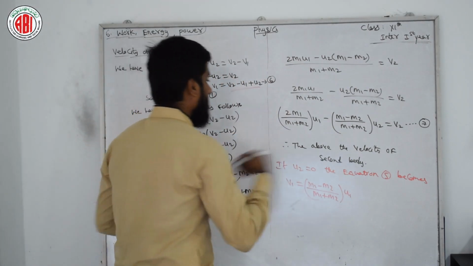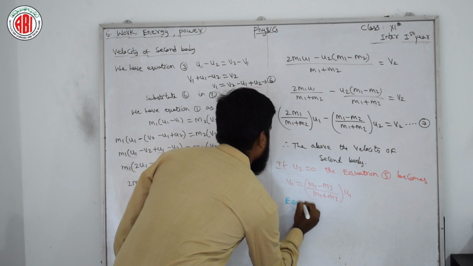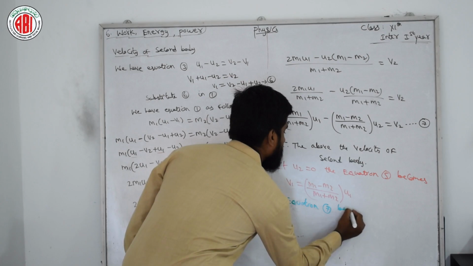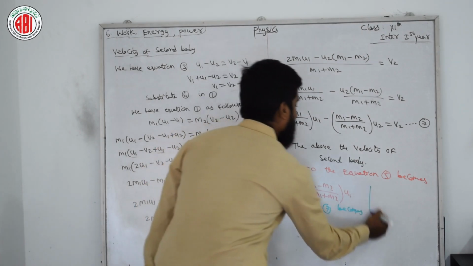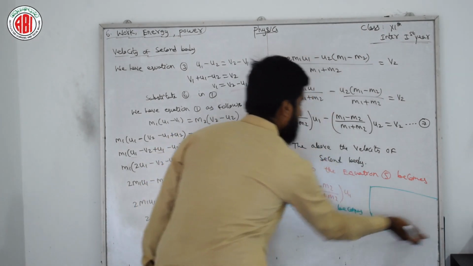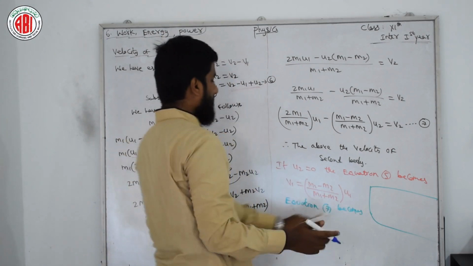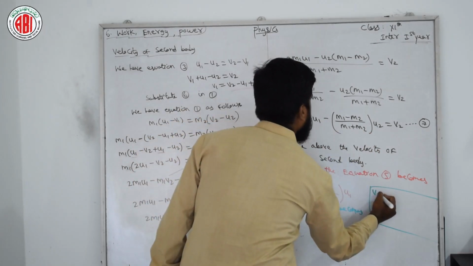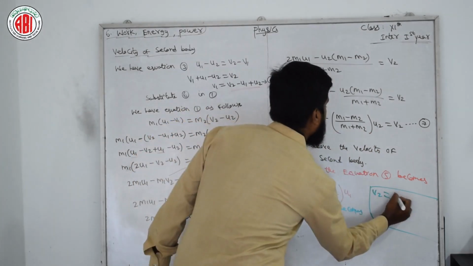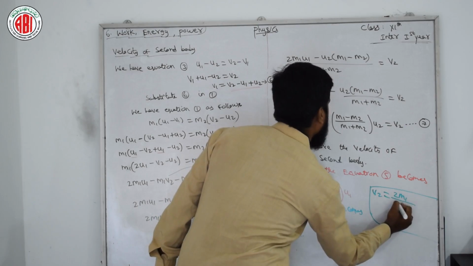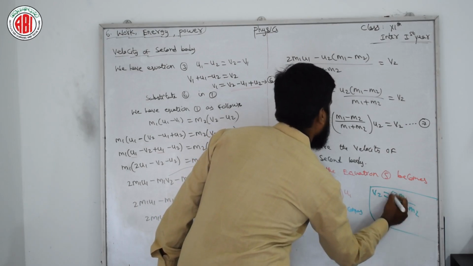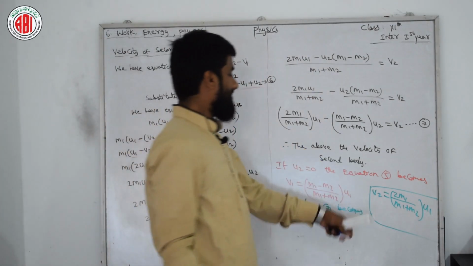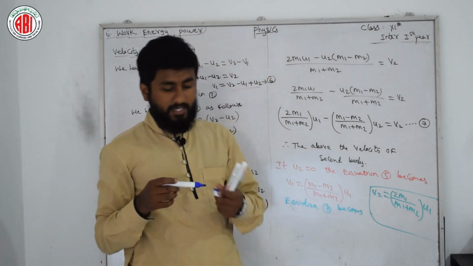Same case, what does equation 7 become? Equation 7 becomes, I am writing this part, because the last thing you can see is till here only. So equation 7 becomes, with u2 equal to 0, v2 equals only this term: 2 m1 by m1 plus m2 into u1. So make sure you write this once you have done the derivation.